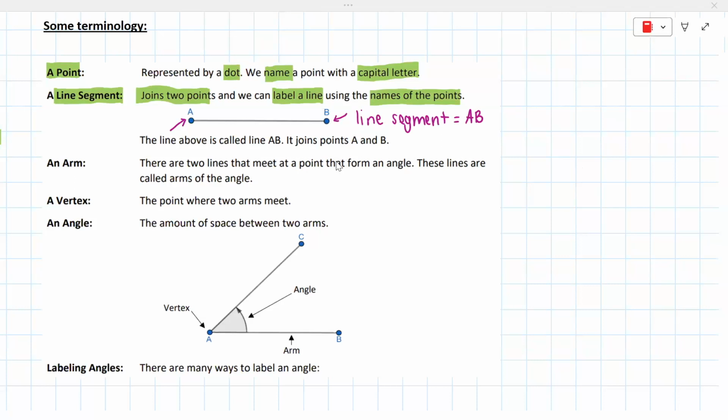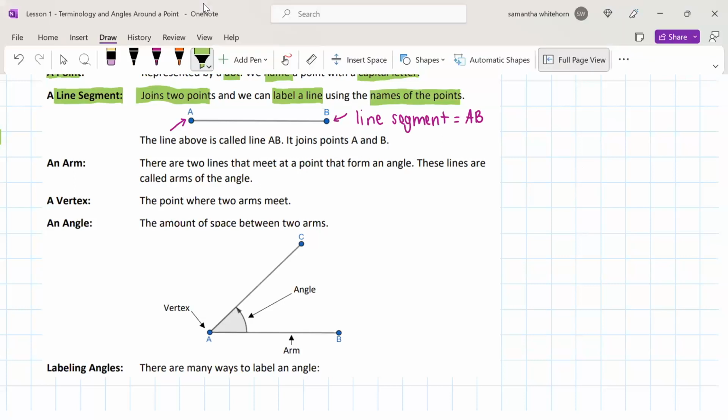So that's your line segment. It is a line joined by two points.